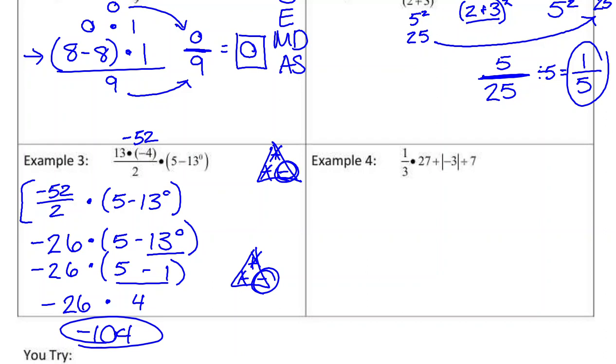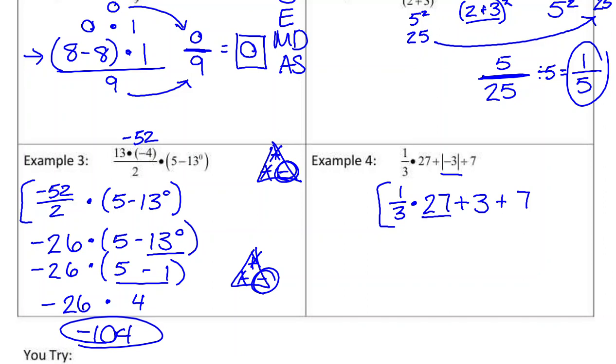And then number 4 is just working a problem with a straight up fraction in it. And you guys look at this and you're like, oh, fractions, oh no, but it's really not that bad. So first thing I'm going to do is I'm going to do the grouping. I'm going to do this absolute value here. Absolute value of negative 3 is positive 3. So I have 1/3 times 27 plus 3 plus 7. Now I need to do this multiplication that's right here. Now I have to go back and think it back in my brain. How do I multiply fractions?